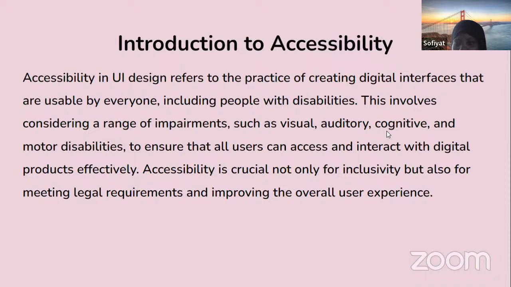the cognitive one is more of this thing, what else do you call it? Okay, so let me go back to the motor disability. The motor disability is for people that have spinal cord injuries and all these people that use motor aids. That's just to explain what they are. And also to ensure that all users can access and interact with the digital product.